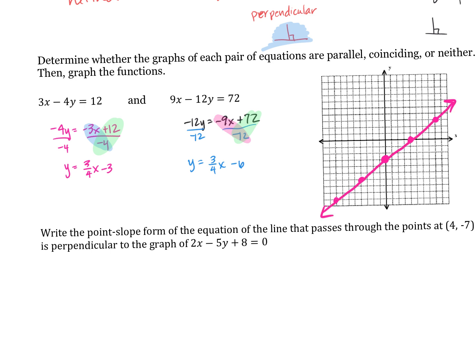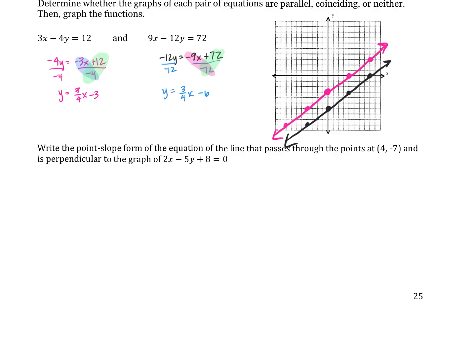You already told me that this was going to be parallel. My next one has a y-intercept of negative 6, so I'm going to go down 6. 1, 2, 3, 4, 5, 6. Same slope, so I'm going to go up 3 over 4, rise 3, run 4, and down 3 over 4 is the same. What are we saying? Parallel, perpendicular, coinciding, neither. Parallel. So I would just go like this. That means parallel.